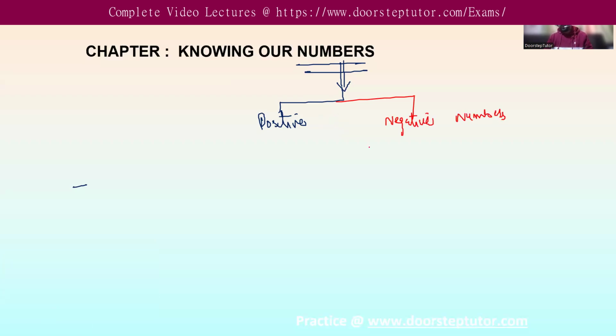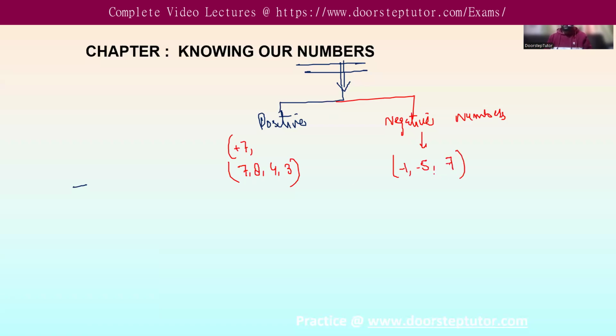Simply, if I say plus 7, I will never use this plus as a sign, because it is by default a 7, right? So 7, 8, 4, 3, these are positive numbers. And what are the negative numbers? I have to mention the sign in negative numbers. So minus 1, minus 5, minus 7 and all that.